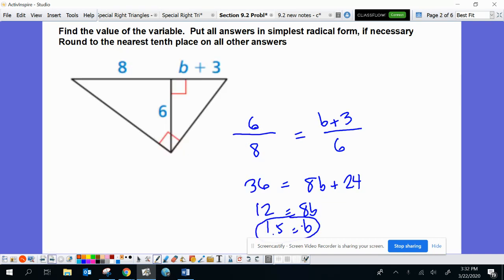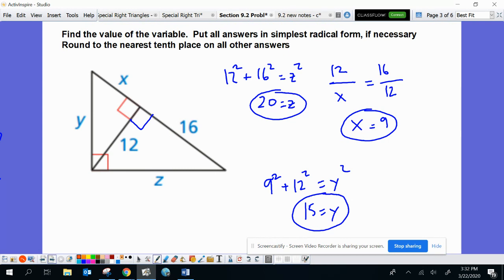For number two, same thing. When you draw the height from the right angle to the hypotenuse, that's the value that goes into the proportion twice, opposite of one another. So we would say this height is the geometric mean between 8 and b plus 3. Just make sure that when I cross multiply here, I did 8 quantity b plus 3.